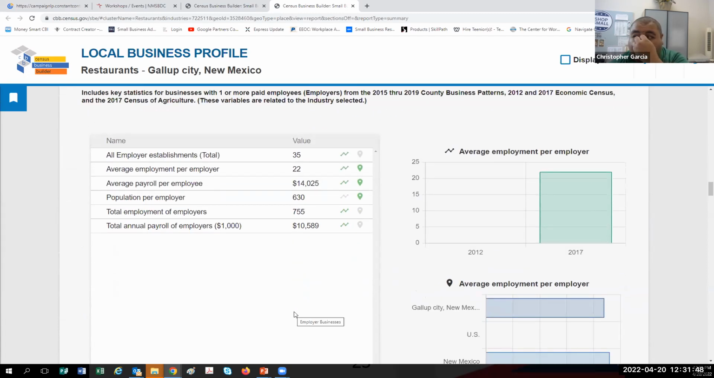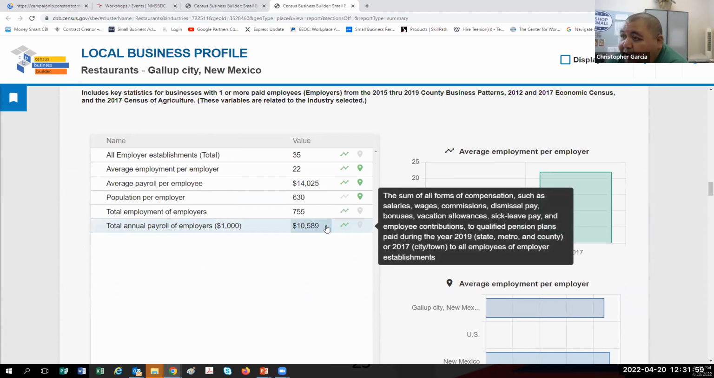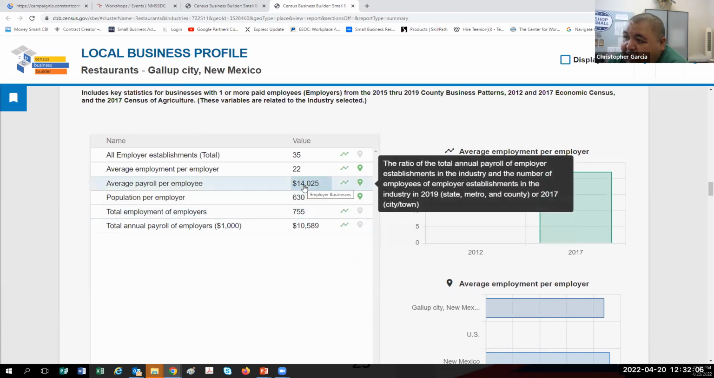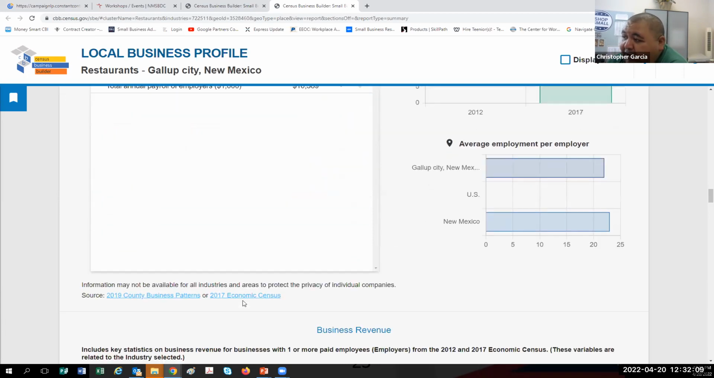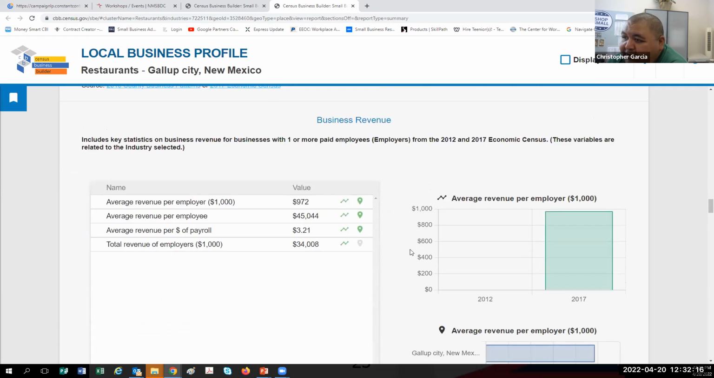Here's some information about establishments. Thanks for recommending Gallup. I usually do Belen or Los Lunas, and we don't usually get information about businesses. So the annual payroll per employee in this restaurant business is about 10,500 a year. Total employees in this industry, average payroll per employee, and it gives you some great indicators there. And it tells you Gallup versus New Mexico. New Mexico's a little higher overall than Gallup. Average revenue per employer, that's a great thing to know. About 1 million.